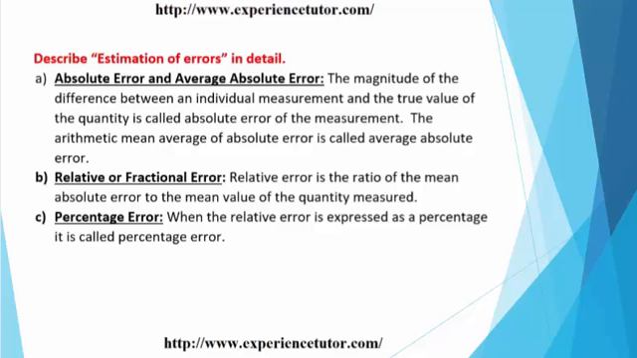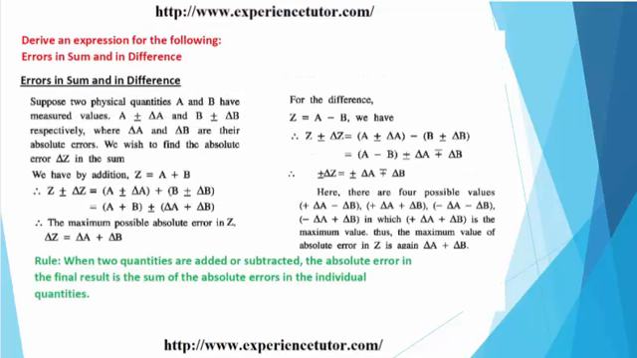B. Relative or fractional error. Relative error is the ratio of the mean absolute error to the mean value of the quantity measured. C. Percentage error. When the relative error is expressed as a percentage, it is called percentage error. Please follow the numerical portion for this topic. That is a separate video where all the numerical types are dealt with topic-wise.